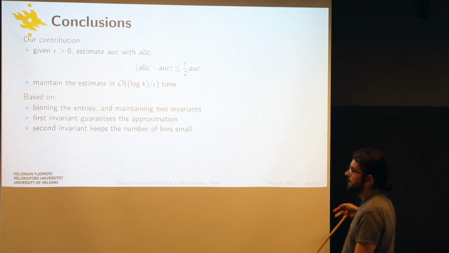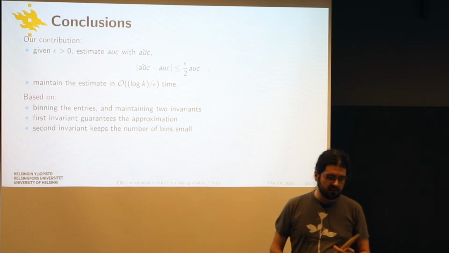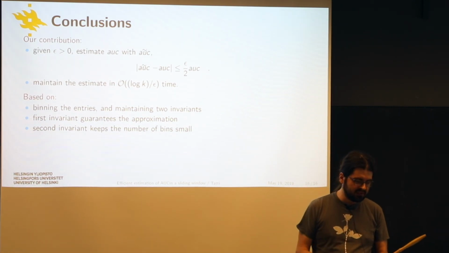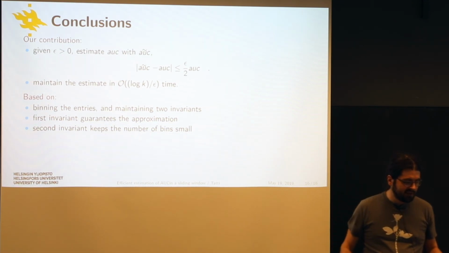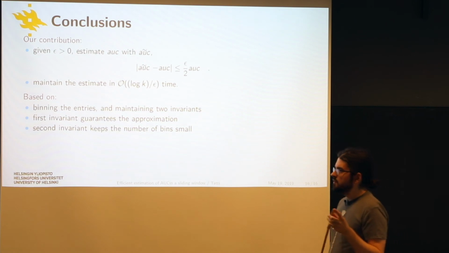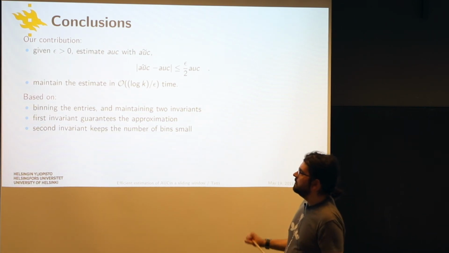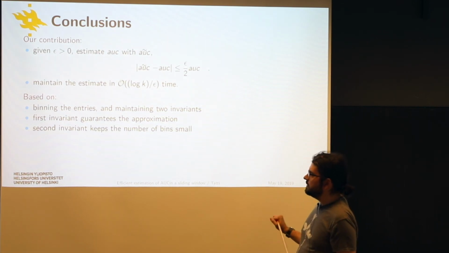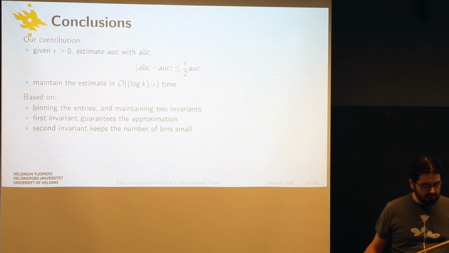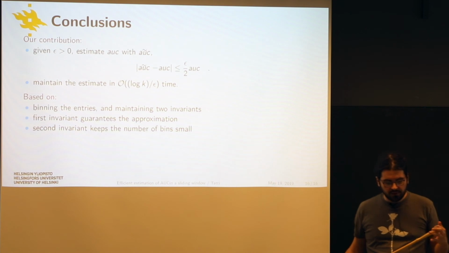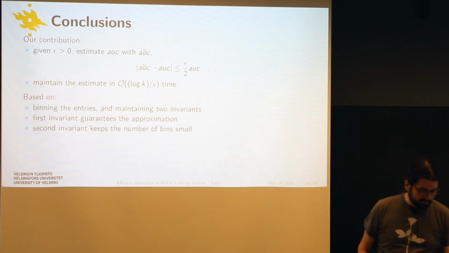The whole idea is based on just binning the entries. You don't compute them exactly. You just put these entries in certain bins, and then you select those bins very carefully, such that you maintain two invariants. The first invariant guarantees that you get the approximation guarantee, and the other one makes sure that the number of bins stays small.